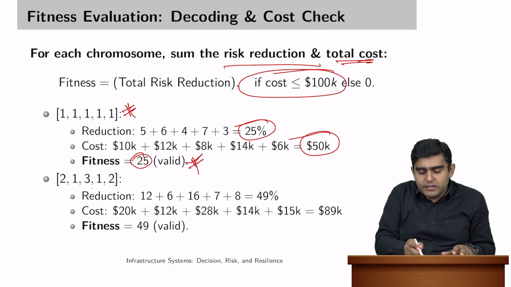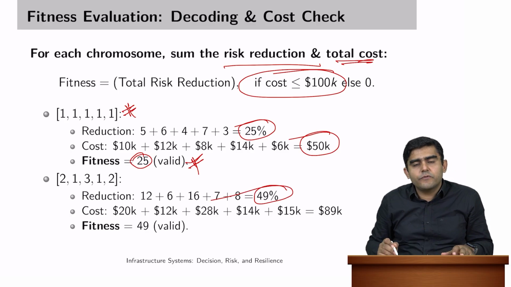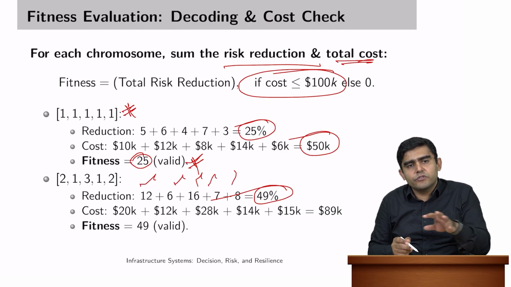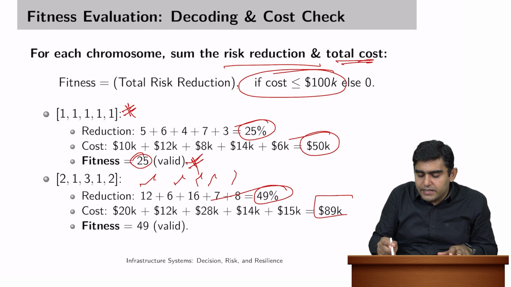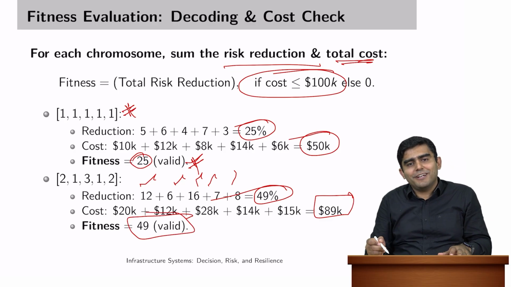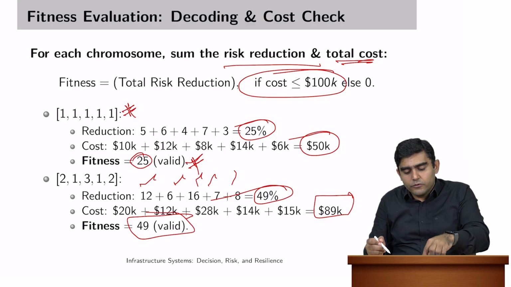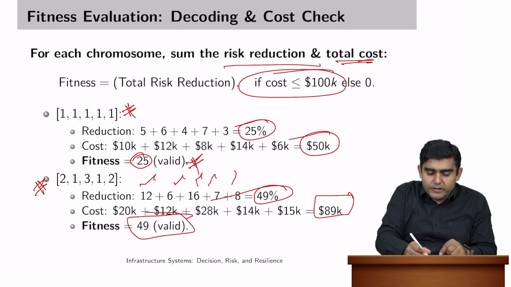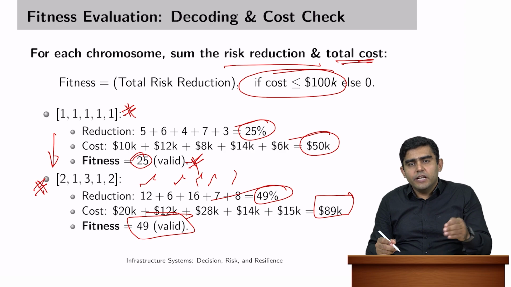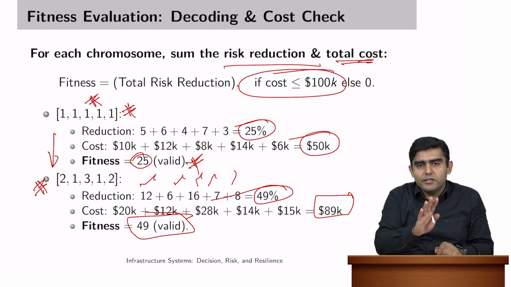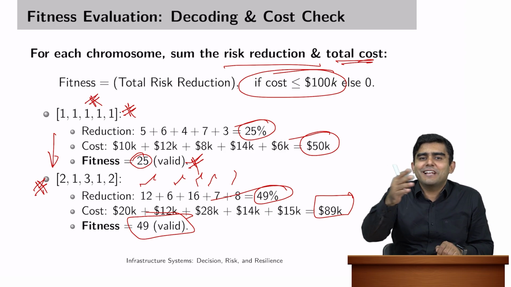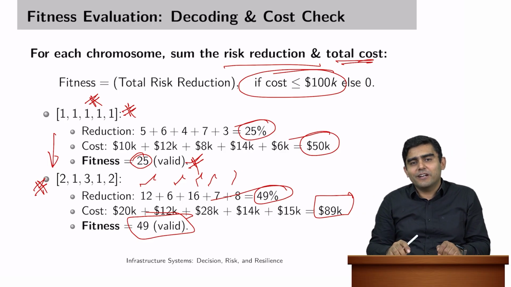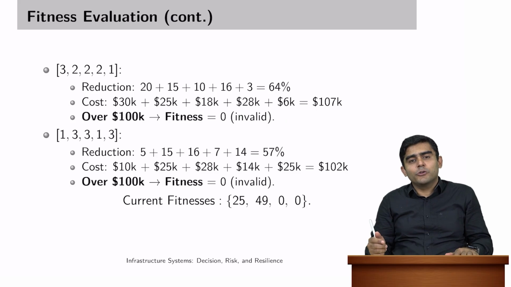Similarly, if I put 2, 1, 3, 1, 2, reduction in risk is 49%. All these values are coming from the table that I showed you earlier. I have just summed them up. Cost is 89k, fitness is 49, and it is valid. So from 25 to 49, we already see that this solution is feasible and better than that. So later on, we will ensure that this population member gets eliminated or extinct from our original sample, because in the initial sampling, as I mentioned, we had no control.